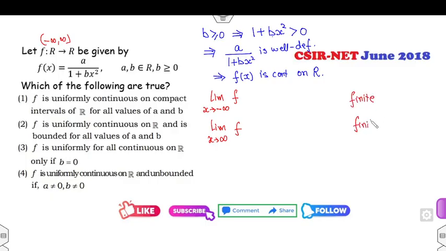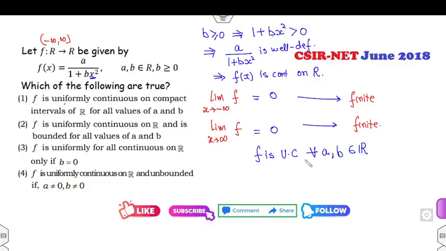If both the limits are finite, then we can say it's uniformly continuous. When x approaches minus infinity, this becomes 0. Oh, sorry, this becomes infinity. Anything upon infinity is 0. Both are finite. That means f is uniformly continuous for all the values of a, for all the values of b in R, because there is no restriction on a and b.